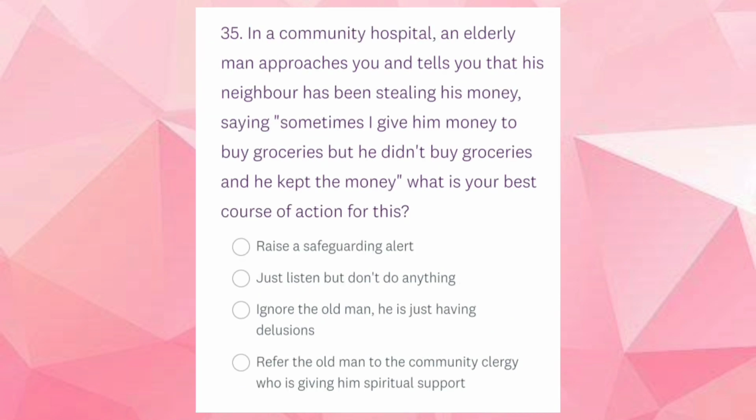In a community hospital, an elderly man approaches you and tells you that his neighbor has been stealing his money, saying, "Sometimes I give him money to buy groceries but he didn't buy groceries and he keeps the money." What is your best course of action?